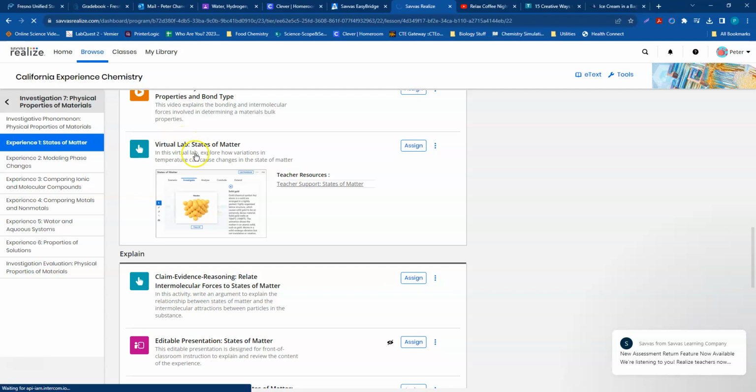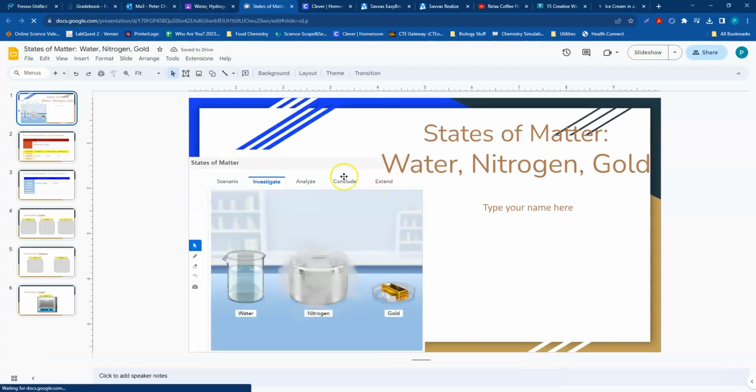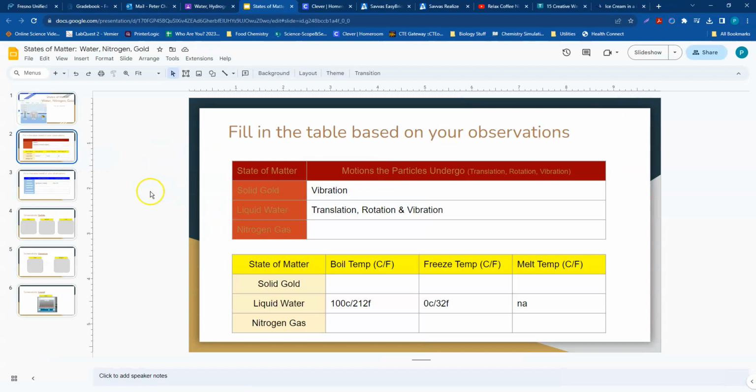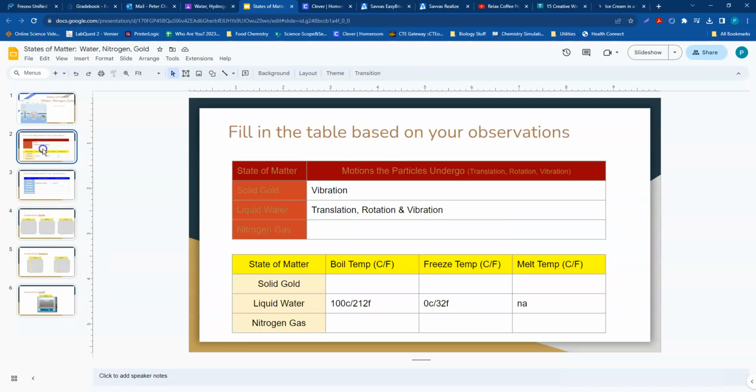Alright, so now that we have the lab set up and we have the Google Classroom ready to go over here, I'm going to open up the slides. I'm just going to walk our way through what we need to do, and give you an example on some of them.